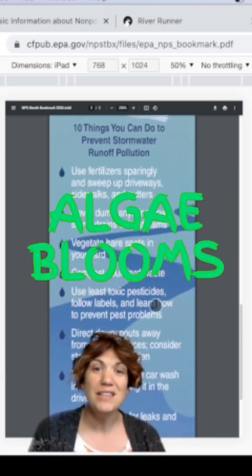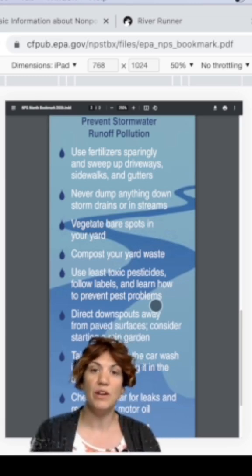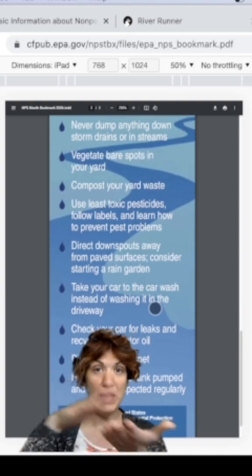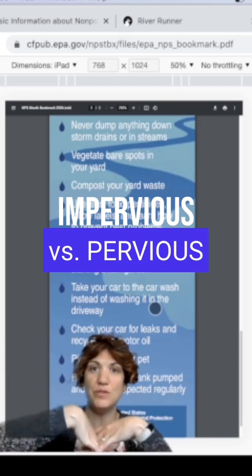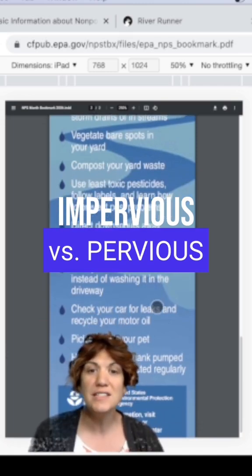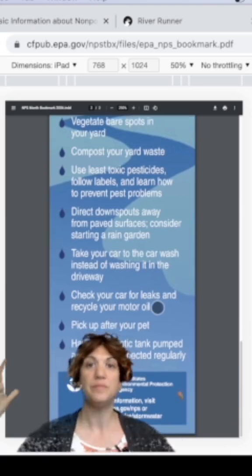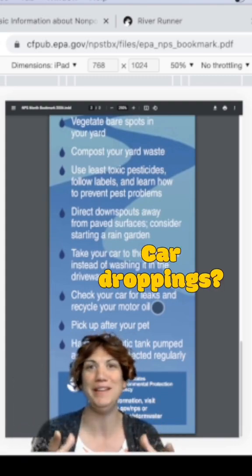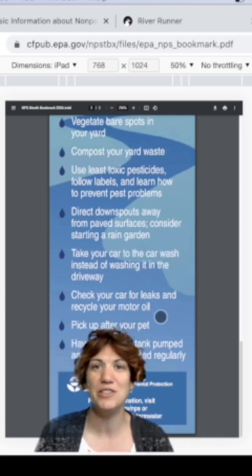Plus, don't dump anything down storm drains, vegetate bare spots in your yard to prevent sediment runoff, use fewer toxins, and direct downspouts away from paved areas. Instead of impervious surfaces, use pervious surfaces where water can filter through, slow down, and help improve your water quality. Also, check for leaks and take your car to a car wash instead of washing it in the driveway. All of these things can help prevent car sediments or car droppings from ending up in your stream. Also, have your septic tanks and your plumbing checked regularly.